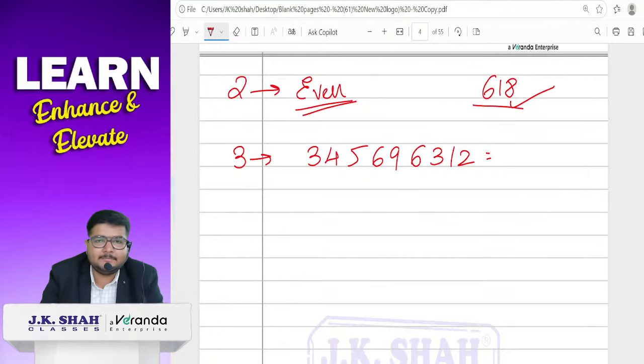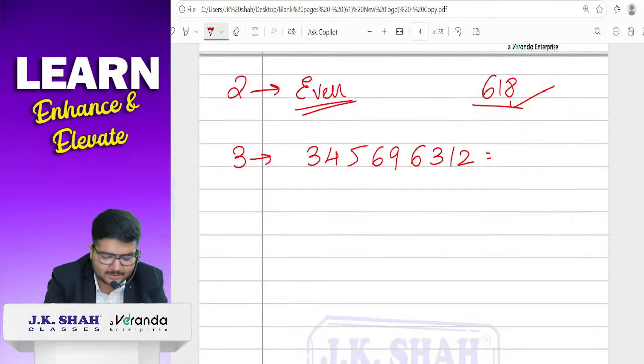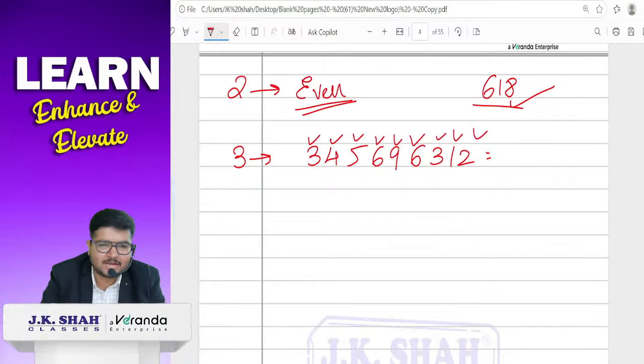So simply you just have to add all the digits. 3 plus 4 plus 5 plus 6 plus 9 plus 6 plus 3 plus 1 plus 2. You just have to add all the digits. Let us add all the digits.